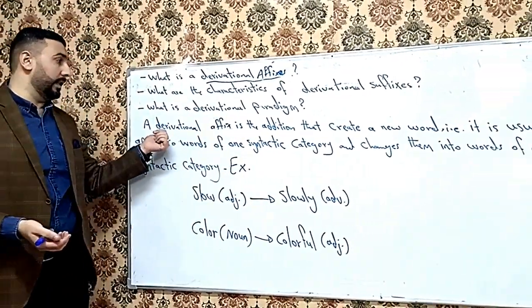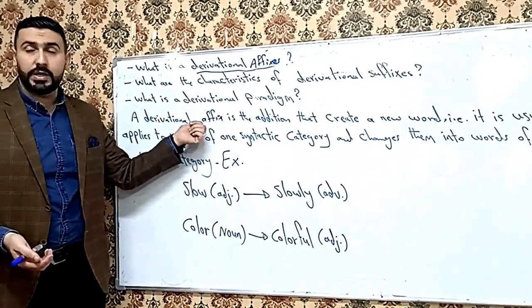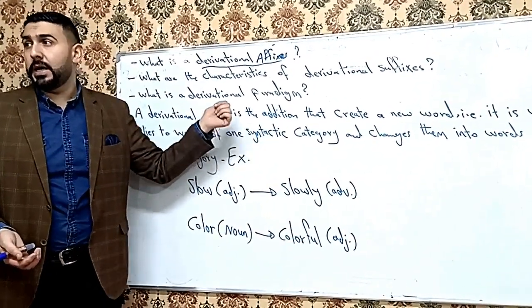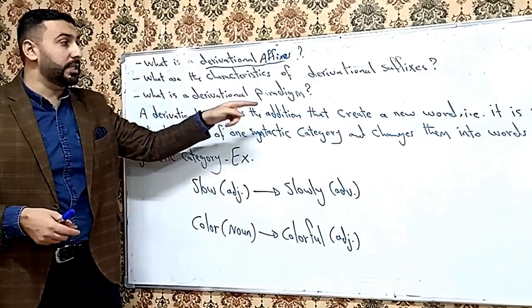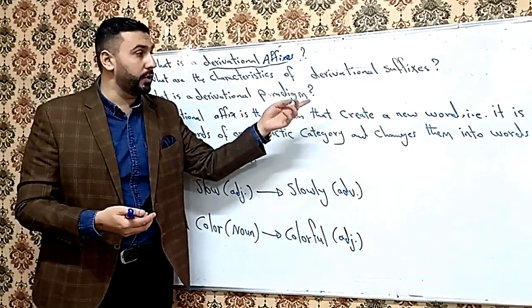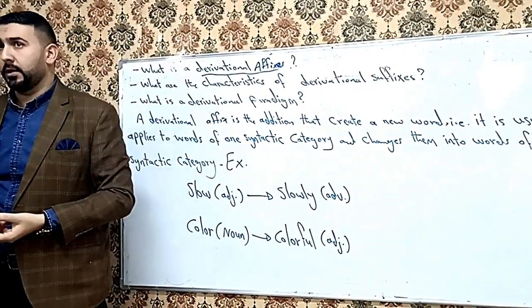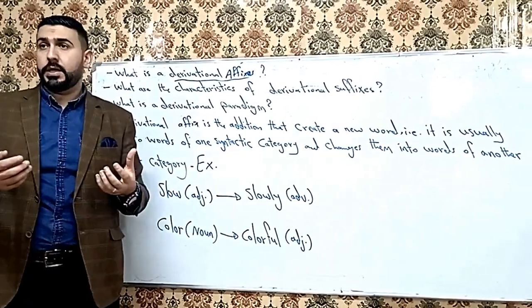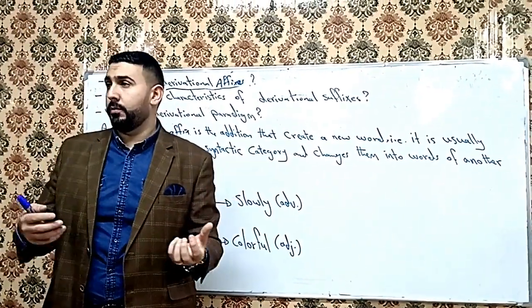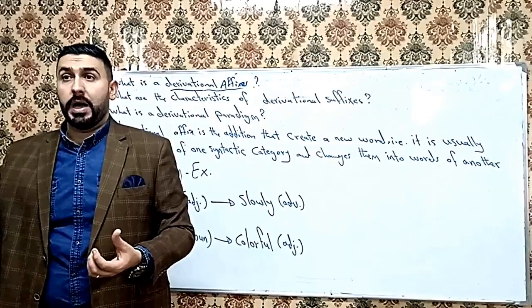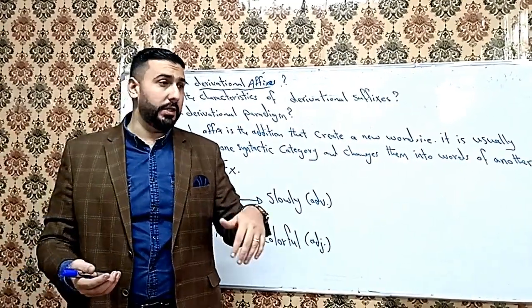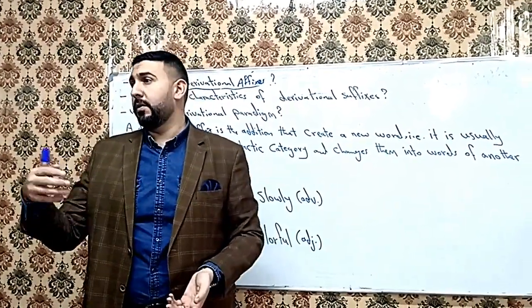A derivational affix is the addition, هي الإضافة, that creates, التي تخلق, a new word, تخلق لنا كلمة جديدة. So for example, we can derive a verb from a noun. We can derive a noun from a verb. We can derive an adjective from a verb.